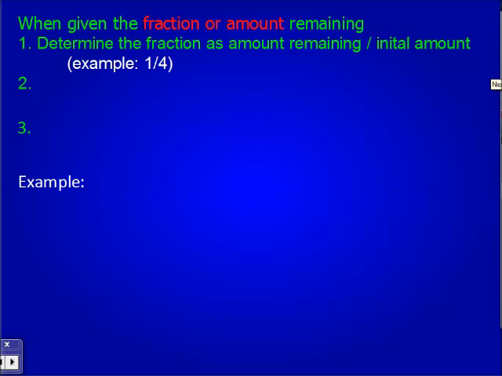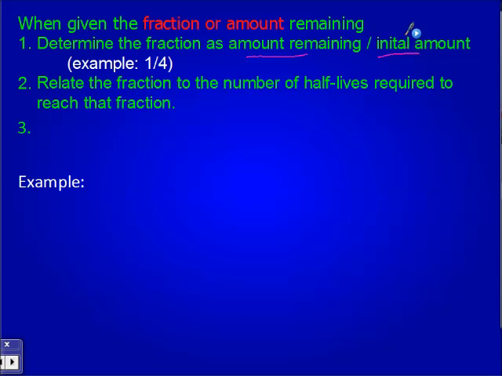What we want to talk about now is how do I actually do this? How do I use a fraction and figure out how much will remain? So the first thing, when I'm given a fraction or an amount, is to figure out what that fraction is. What's that amount remaining? Take whatever is remaining divided by the initial amount to get my fraction remaining.